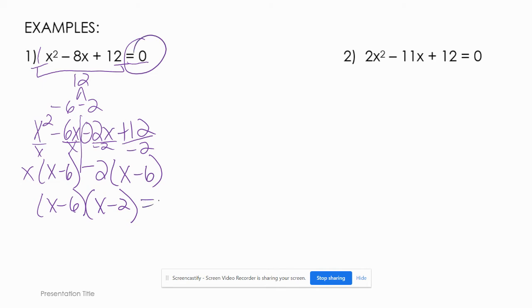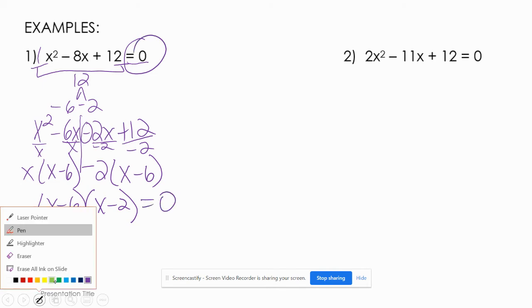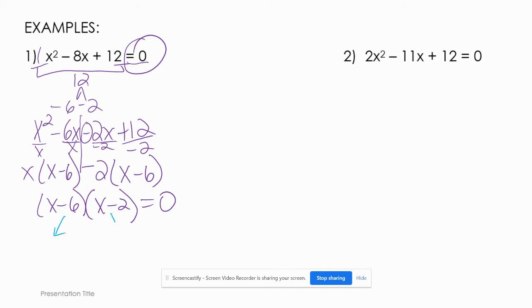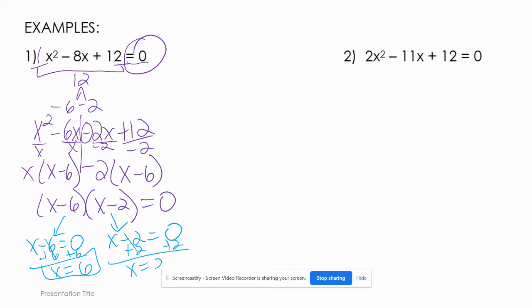And now we bring back that equals 0. Well, what does that mean? That means we take each of these factors, set them equal to 0, and solve for x. We would add 6 to get x alone, and x is equal to 6. Add 2 so that x is alone, and x is equal to +2. And that's how we end up with our opposite signs. They were minus and minus, now they're both positive.